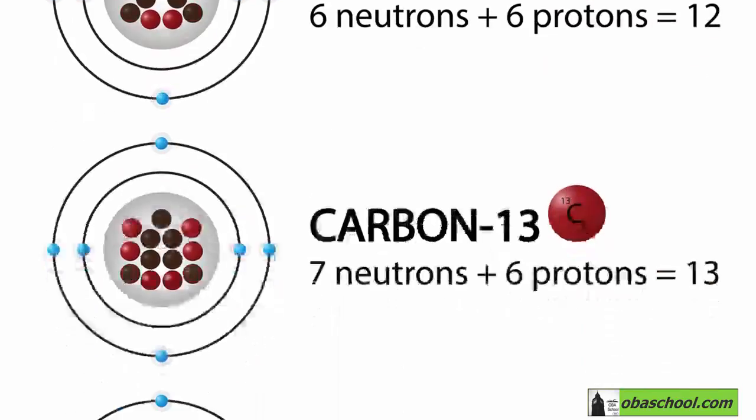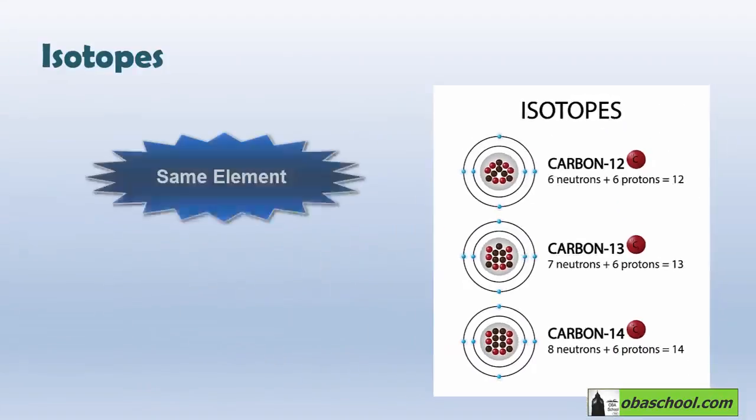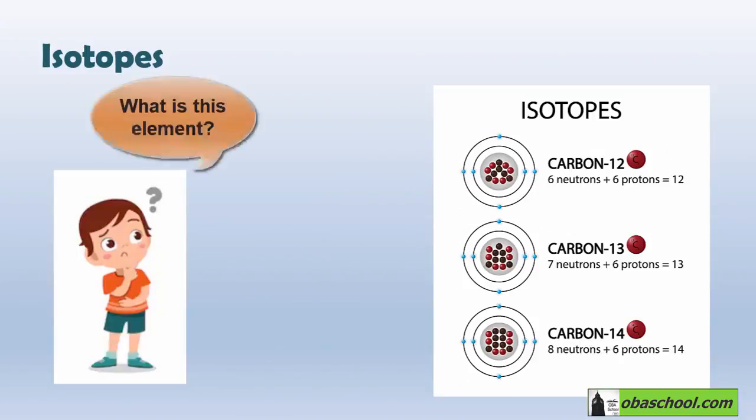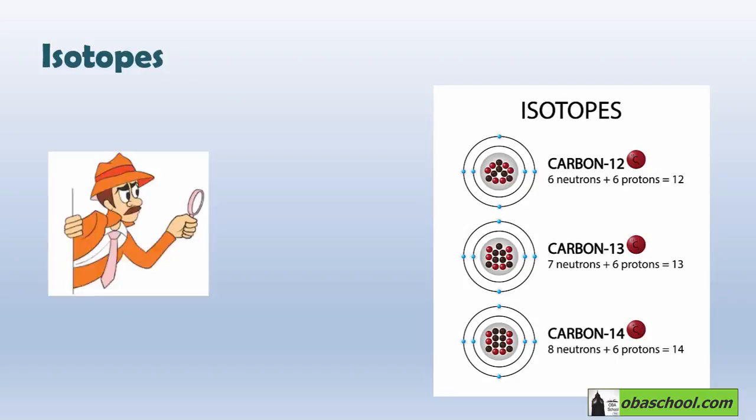In the second one, we have 6 protons as well. And in the third one, we have 6 protons. Then these are atoms of the same element. And the question now is, what is this element? So we will go to the periodic table as we have learned before, and we will check which element has an atomic number which is equal to 6.